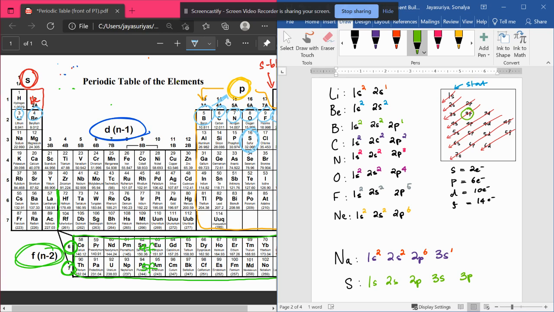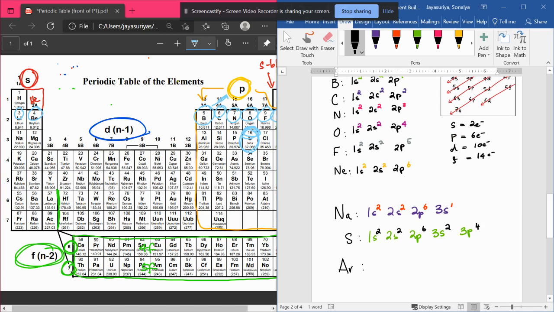Okay, so now I'm going to distribute 16 electrons. 2, 2, 6, 16, because sulfur has 16 electrons. Okay, 2, 2, 6, that's 10, 11, 12, 4 left over, 3p4. Okay, sulfur should end in 3p4.